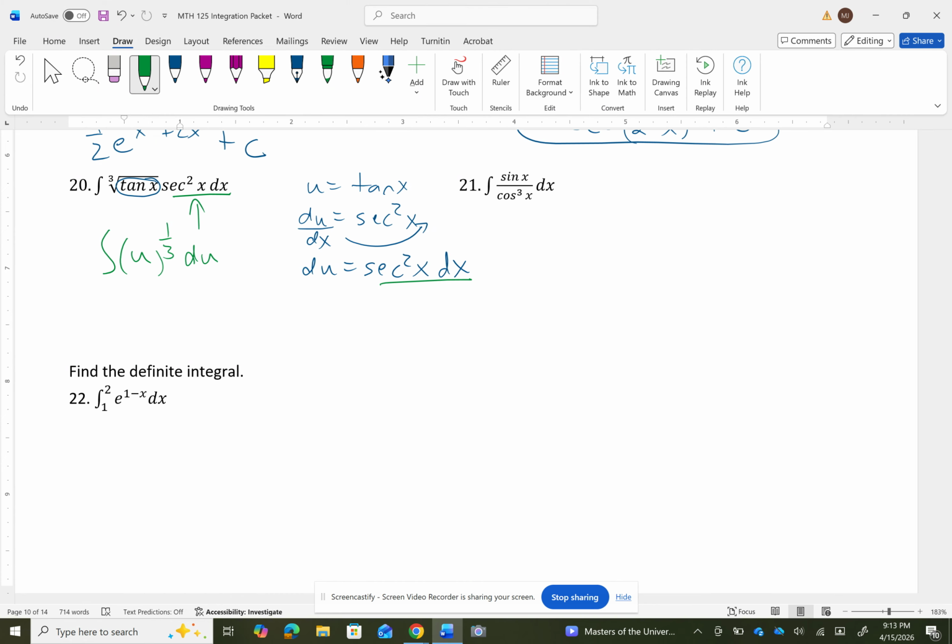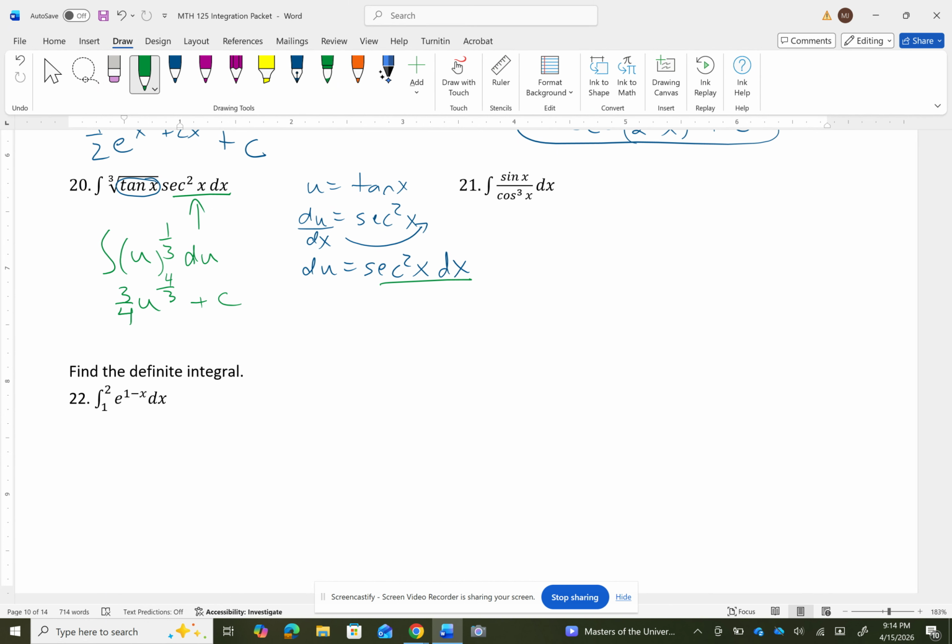I haven't integrated yet. I've just done the substitution piece, but now it's ready to go. If I added 1 to 1/3, I'd get 4/3. So I'd need a 3/4 to make that cancel out in front. Throw a plus c on there.